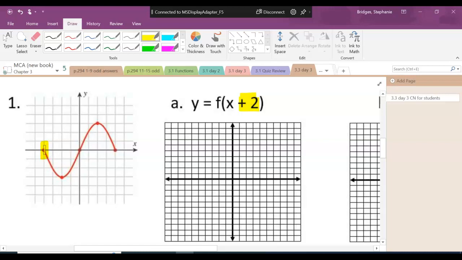I need to take that point and move it 2 units to the left. It is on -4 right now. So on the new graph, we're going to move it to the left 2 units, which would take it to -6, right? So let's go to the left 2: 1, 2, 3, 4, 5, 6, and put a point.